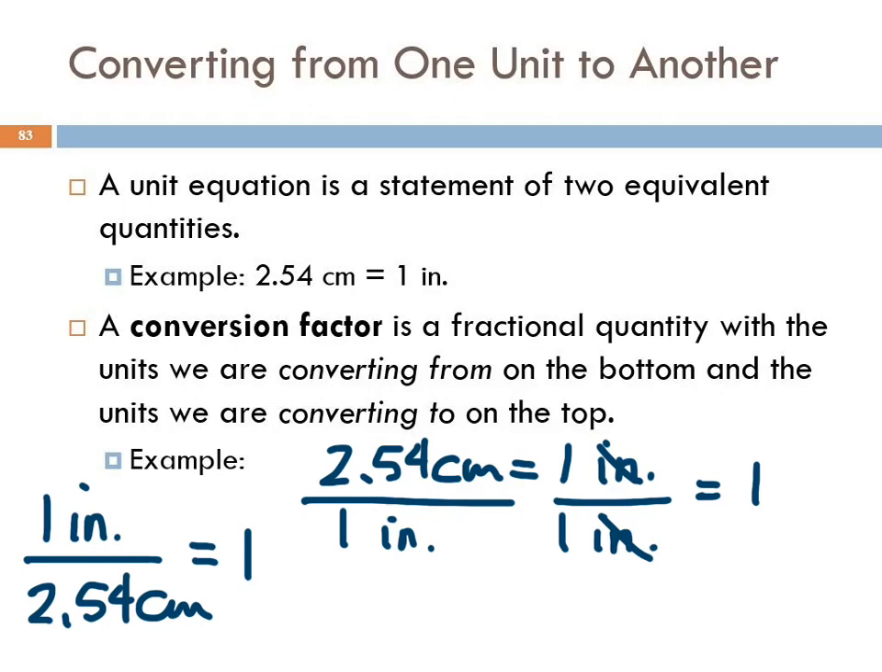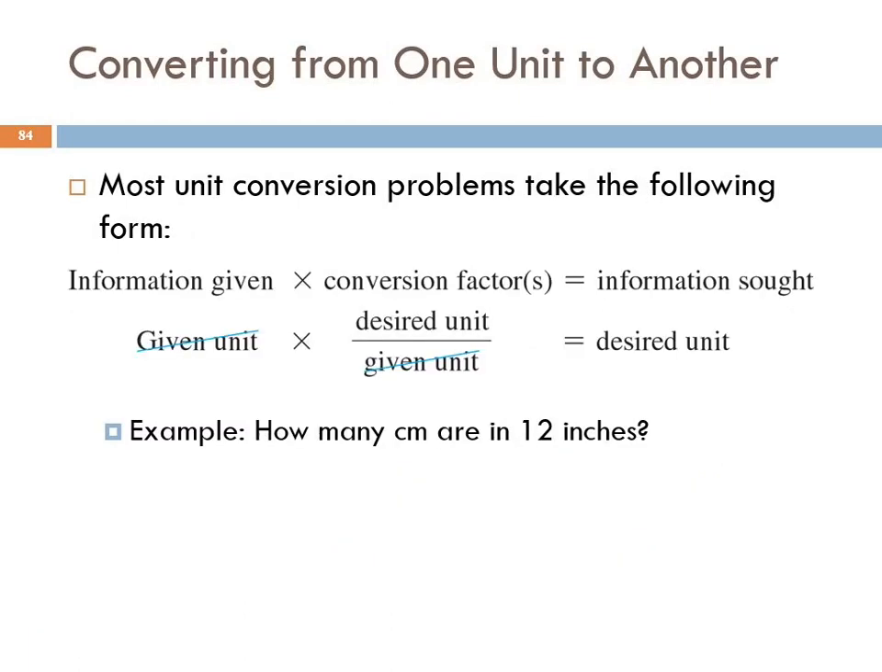This isn't voodoo math. Most unit conversion problems take this form. There'll be some information that's given, and then some information that they're asking you for. What do you need to find? And in between will be the conversion factor, or factors. Sometimes there's more than one. So you're going to do this. You start with the given unit, and you're going to set up your conversion factor so the given unit is in the denominator. Like algebra variables, they cancel out, and the desired unit is in the top.